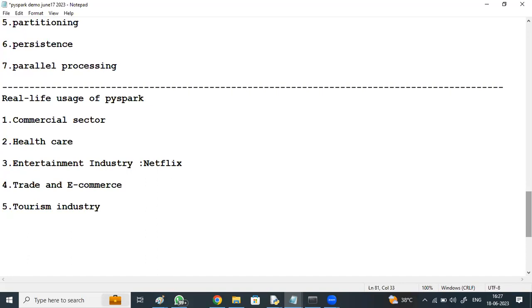And the entertainment industry. Today everything is moving towards online streaming. Popular online streaming services like Netflix use Apache Spark for real-time processing for online movies and web series for their customers. As I said yesterday, Netflix streams 450 billion events per day over server-side applications.